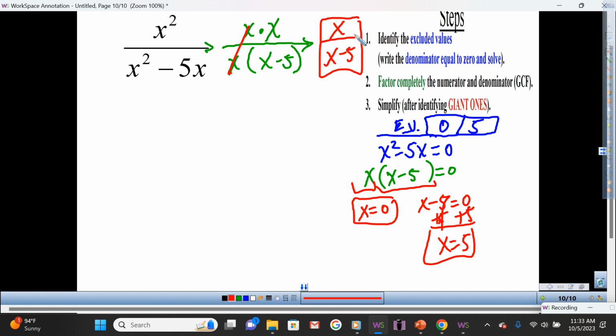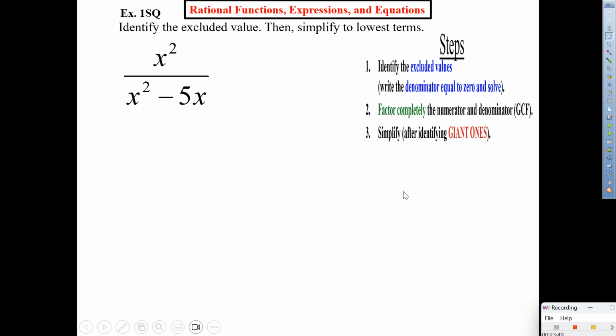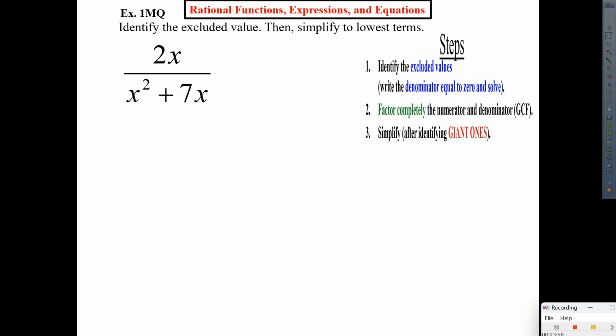Why can't we? Jacob, why can't we do another giant 1 at the end for the x's? There's a subtraction. That is correct. All right. Let's do another one of these. See if you can do this one by yourself. Very similar. 2x over x squared plus 7x. Find me the excluded value or excluded values, and then simplify.